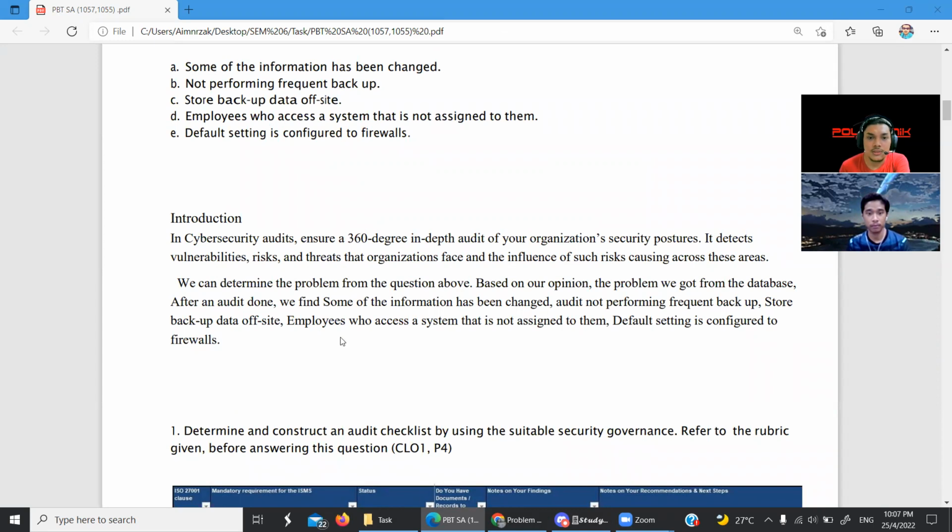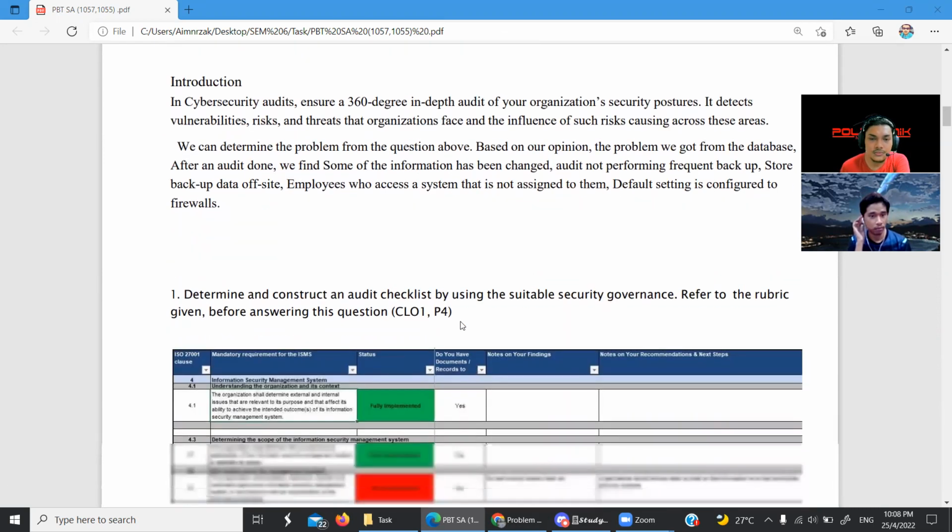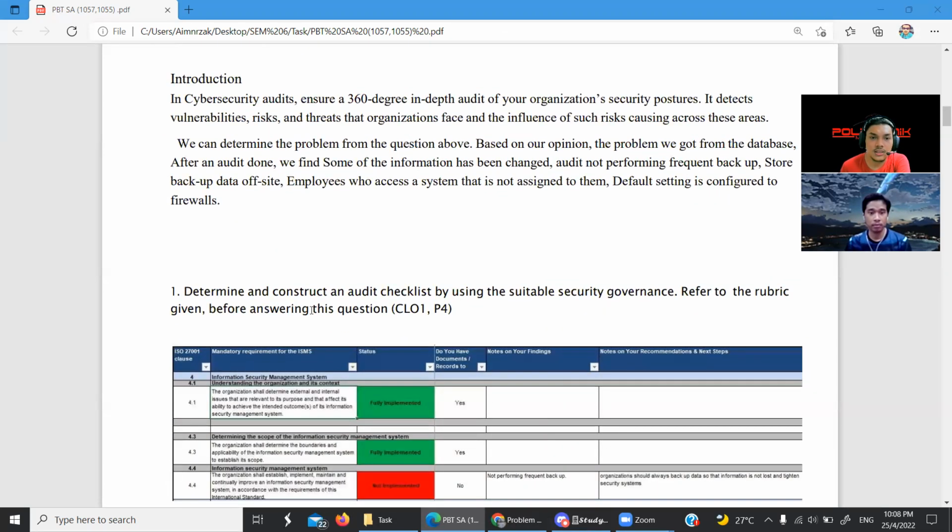We can determine the problem from the question above. Based on our opinion, the problem we got from the database after an audit done, we find some of the information has been changed. Audit not performing frequent backup, store backup data offsite, employees who access a system that is not assigned to them. Default setting is configured to firewall. So this is a question: determine and construct an audit checklist by using the suitable security governance.